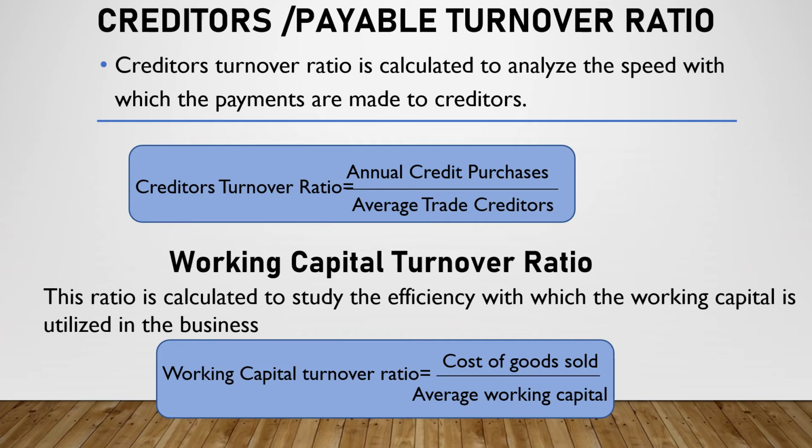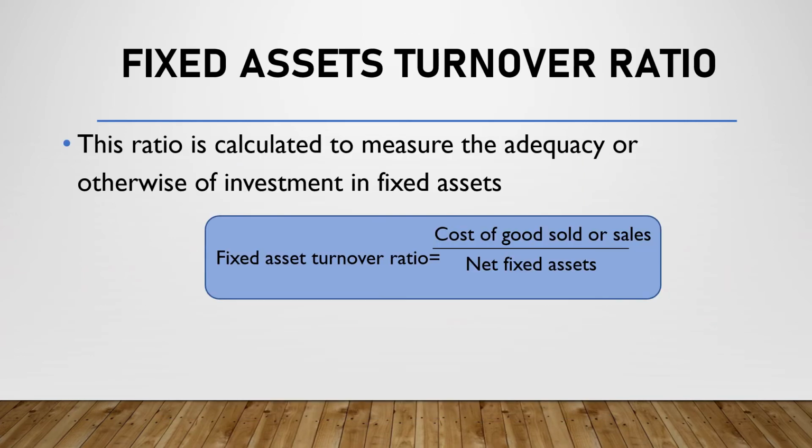The next is the working capital turnover ratio. This ratio is calculated to study the efficiency with which the working capital is utilized in the business, by the formula: cost of goods sold divided by average working capital. Fixed asset turnover ratio. This ratio is calculated to measure the adequacy or otherwise of investment in fixed assets, by the formula: cost of goods sold or sales divided by net fixed assets.